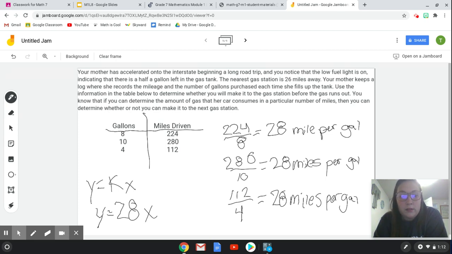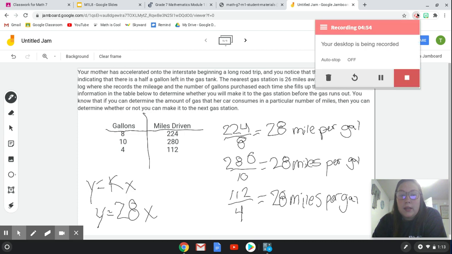You'll always just plug in the constant of proportionality for the k, and you'll leave the y and the x unless they give you a y or an x to plug in. So we'll go ahead and pause this one, and then on the next slide, we'll go ahead and talk about the other 2 extensions.